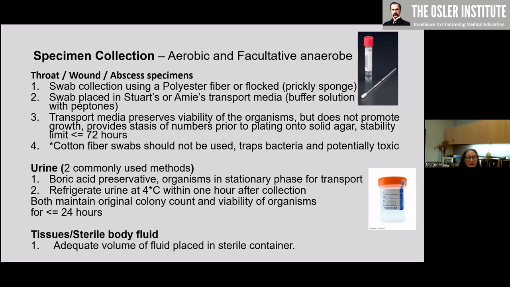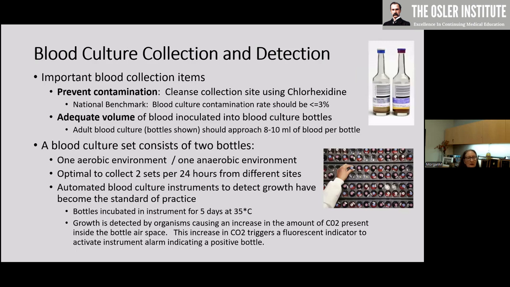Urine. There's two commonly used methods to transport urine in the lab. One would be boric acid preservative, such as used in that container on the right-hand side. The organisms will stay in stationary phase for transport. You can also refrigerate a urine at 4 degrees centigrade within 1 hour after collection. Both will maintain original colony counts and viability of the organisms for up to 24 hours. If you're dealing with tissues or sterile body fluids, you just need an adequate volume of fluid placed in a sterile container.